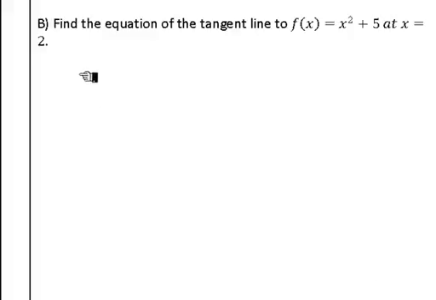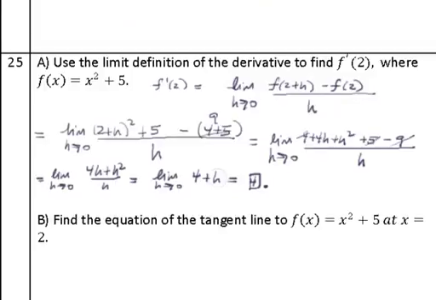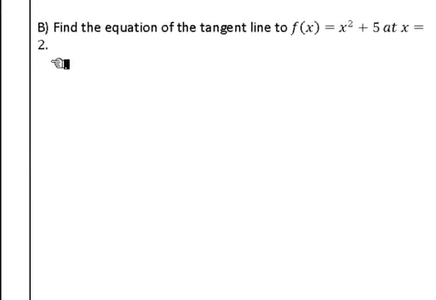In part B, we want the equation of the tangent line to f of x equal x squared plus 5 at x equal 2. So let's just remember what we found in part A. We found that f prime of 2 is equal to 4. So let's write that down. So that's going to be the slope of the tangent line at x equal 2.